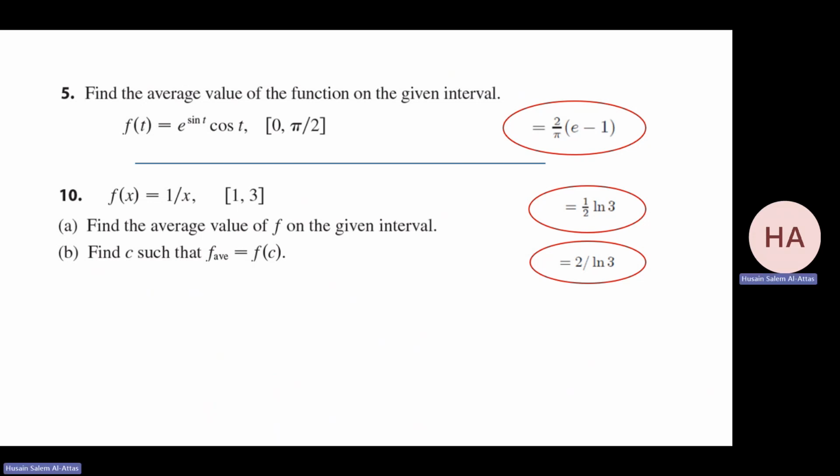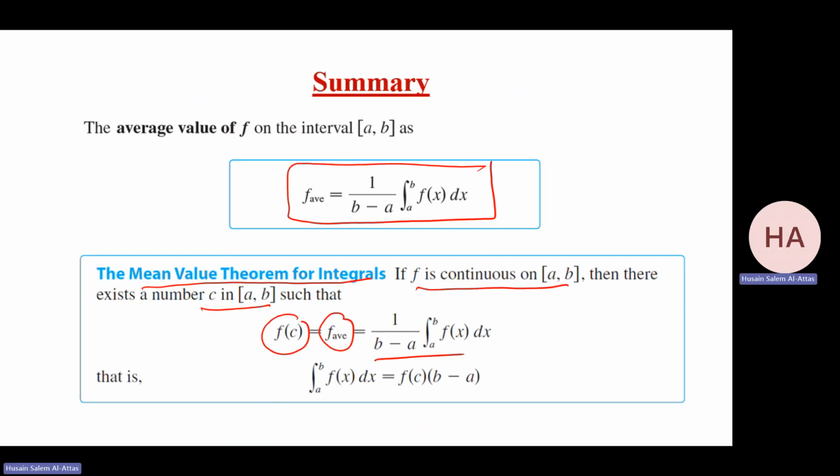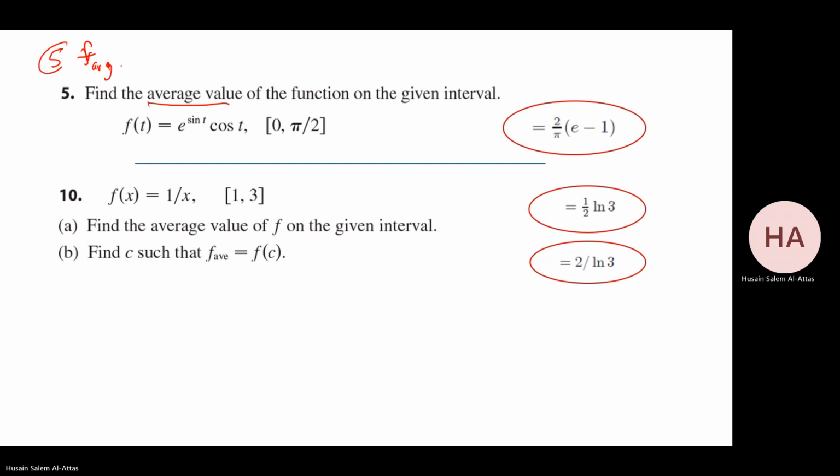I want this to be this f average. Let me do it here. The average, f average, the way I wrote it, f average equals 1 over, this is A, this is B, be careful, pi over 2 minus 0, times the integral from 0 to pi over 2, e to the sine t cosine t.